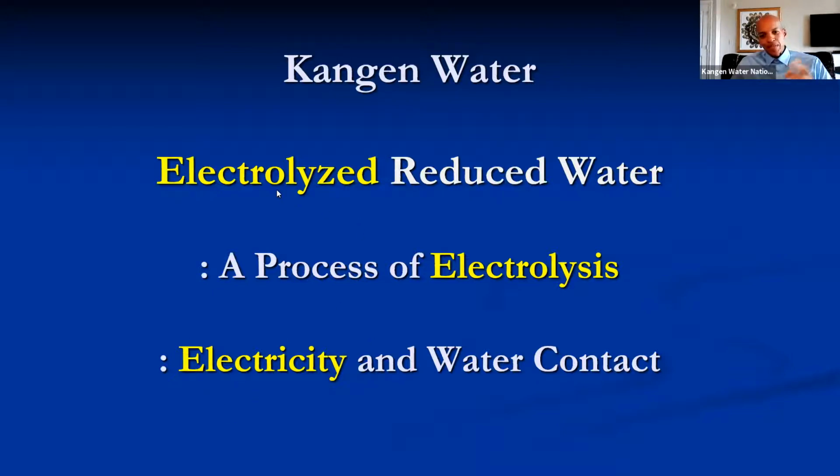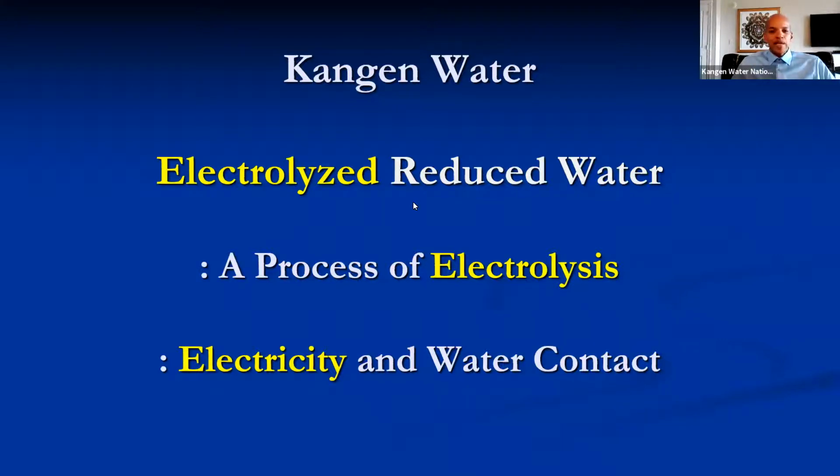So I highlight them in yellow, as you see in the PowerPoint: electricity, electrolysis, electrolyzed. So you understand that the prefix of the word elect is referencing electricity, and that's what the process yields. So when electricity hits water, it's a process known as electrolysis, and it produces our electrolyzed reduced water. So what is electrolyzed reduced water?